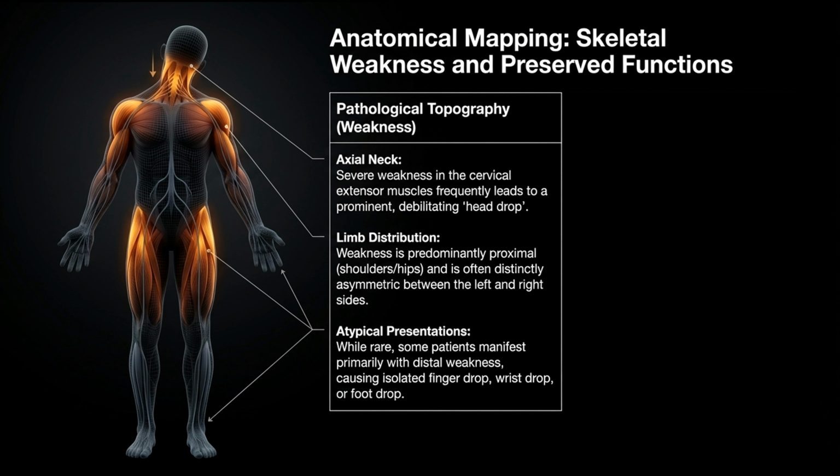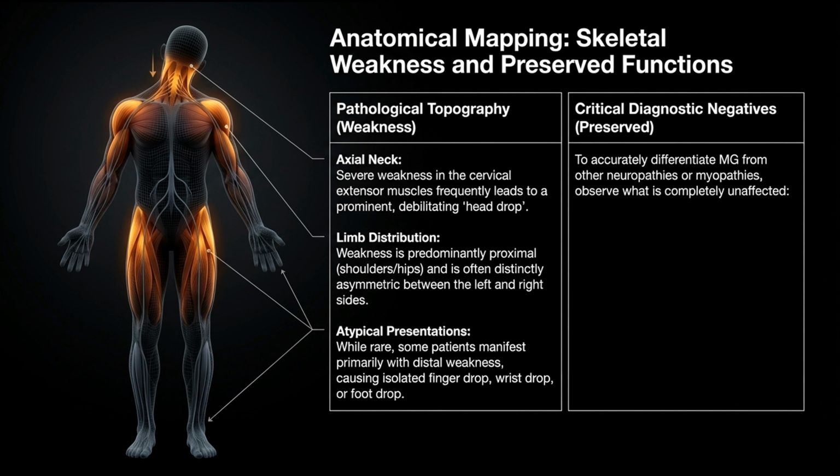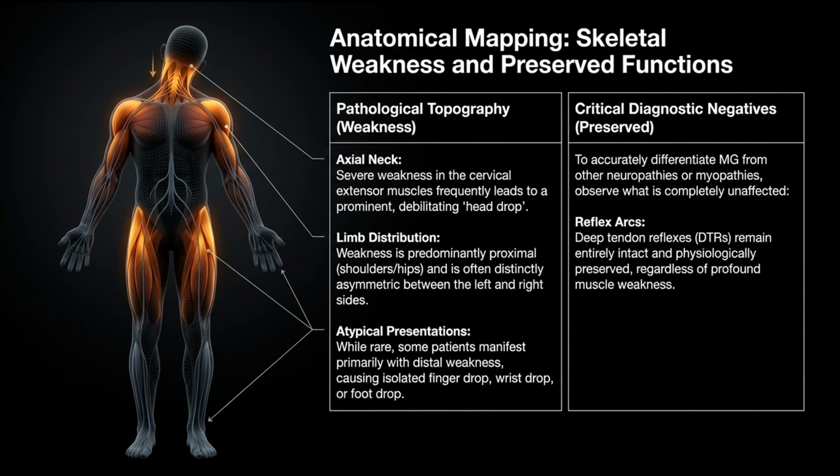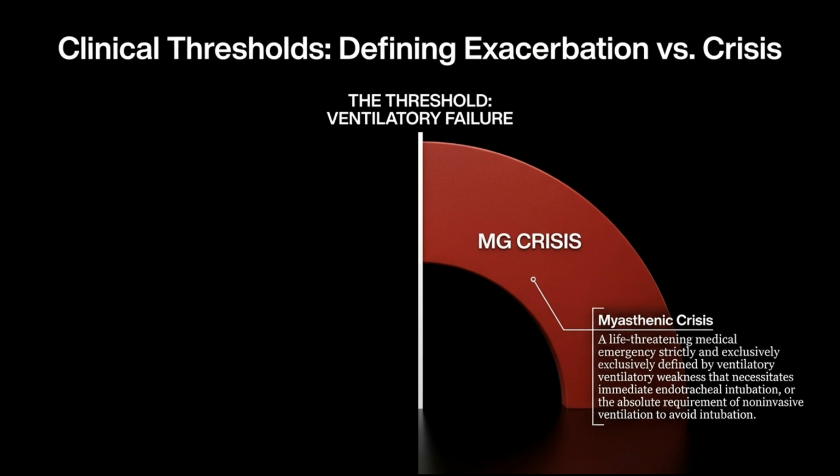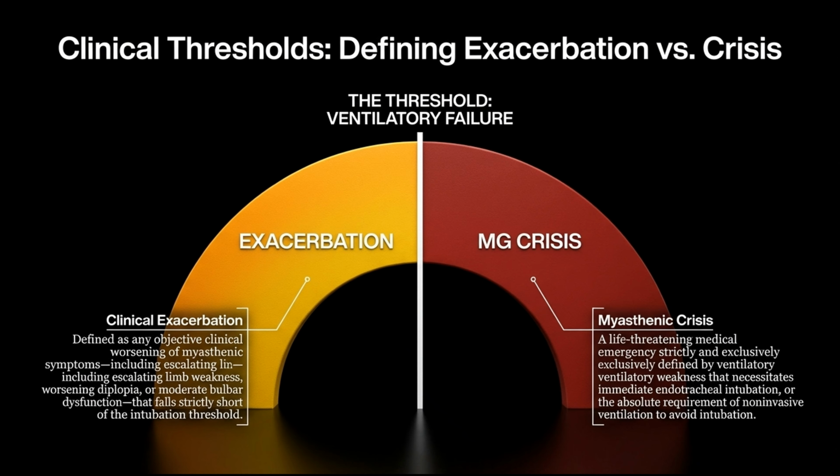There are few important negatives to remember. Deep tendon reflexes are typically preserved. Sensory symptoms, sensory loss, and pain are absent. Now, 2 important clinical definitions. If ventilatory weakness necessitates intubation or non-invasive ventilation to avoid intubation, the patient is said to be in MG crisis. All other worsening short of that threshold is termed an exacerbation.